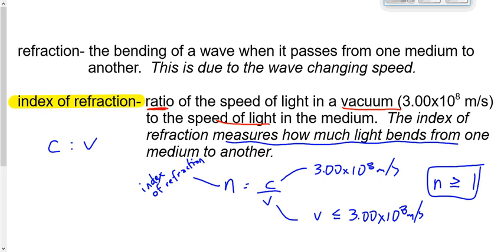Yeah, it's meters per second divided by meters per second, which cancel, right? Which gives us no units. So we got a number that's equal to or greater than 1, and there are no units associated with it. So index of refraction is how much light bends when it goes from one medium to another. It's the ratio of the speed of light in a vacuum compared to the speed of light in the medium.